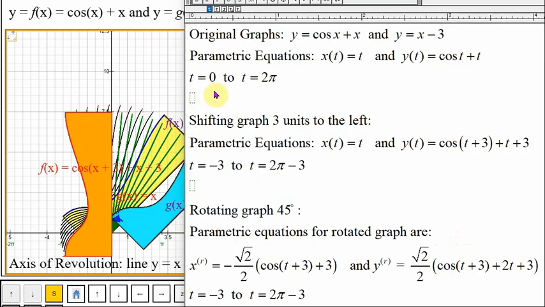And the original graph, t runs from 0 to 2 pi, and then we shifted it 3 units to the left, so t will be from negative 3 to 2 pi minus 3. And then this last graph right here is going to be the same thing, t equal to negative 3 to t equal to 2 pi minus 3. And now we're ready to find the volume of this solid of revolution.